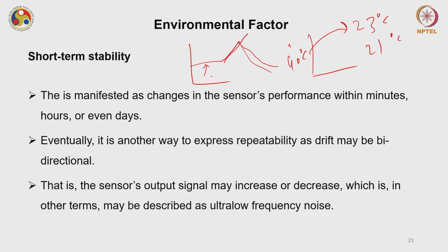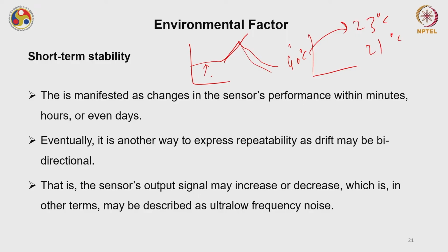So short-term stability is very crucial to be defined. The sensor's output signal may increase or decrease, which in turn may be described as ultra low frequency noise. This increase and decrease in the baseline can also be manifested in the sensor's response. So if you are measuring some value at this particular point, you have to compare. Say I have this as the baseline. If I do a measurement here, I may have a response over here.